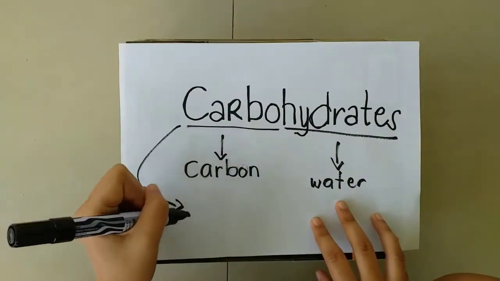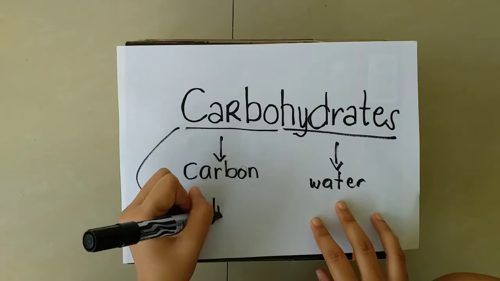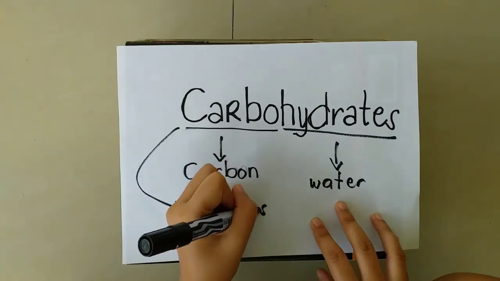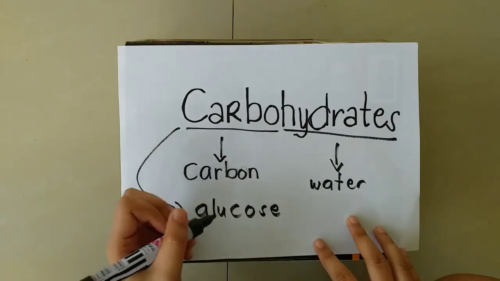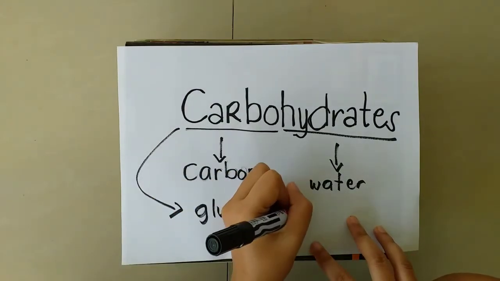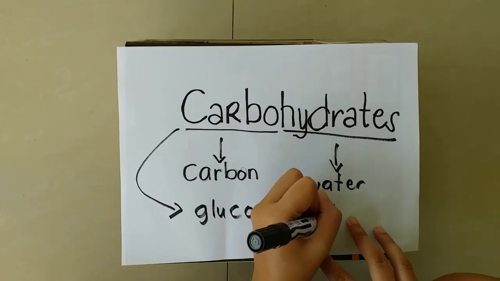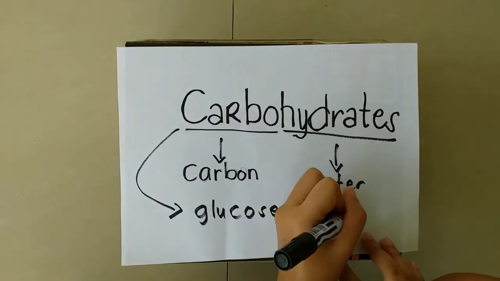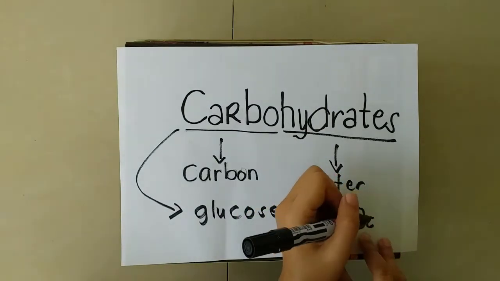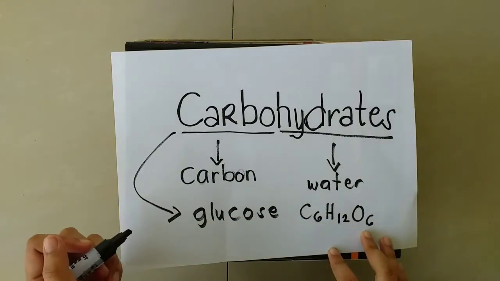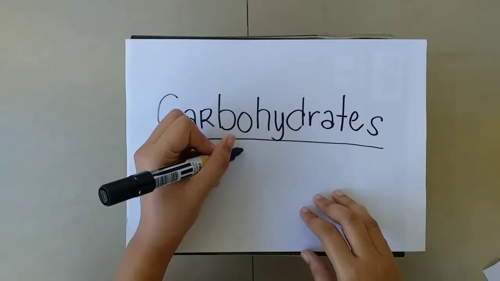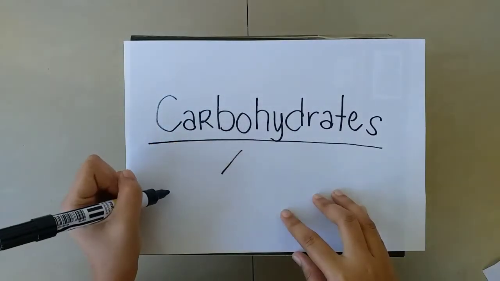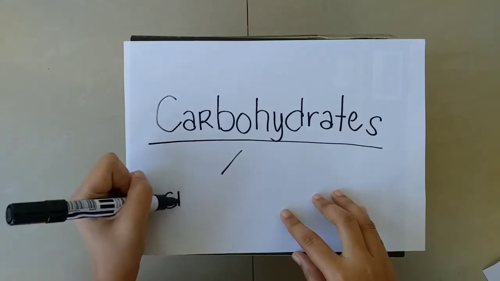For example, glucose. Glucose is a carbohydrate and it has a formula of C6H12O6. Another term that can be used to describe carbohydrate is saccharide, and in Latin, carbohydrates means sweet taste or sugar.